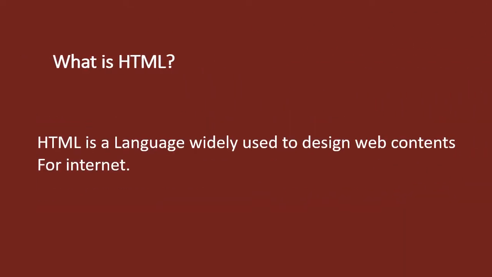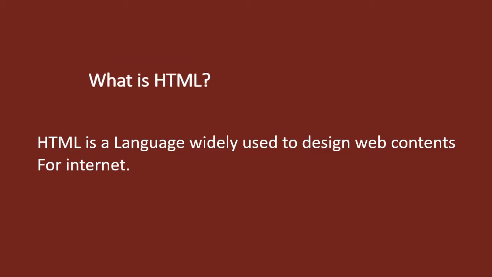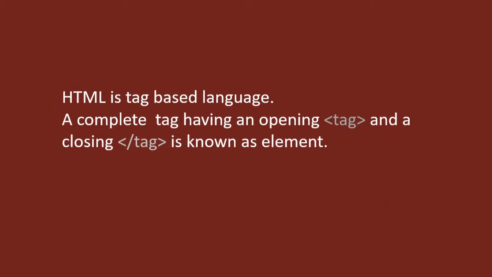What is HTML? HTML is a language widely used to design web contents for the internet. HTML is a tag-based language. A complete tag having an opening tag and a closing tag is known as an element.